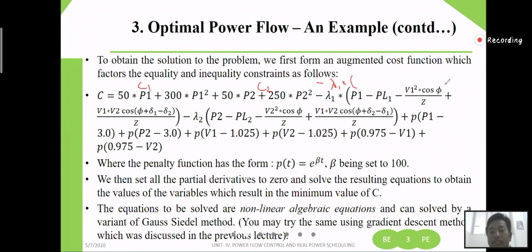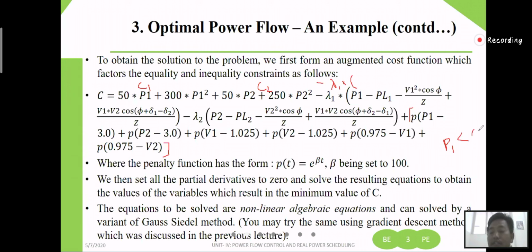What you have to do is write lambda 1 into the equality constraint P1 minus PL1 minus, again, lambda 2, because there are two equality constraints, P2 minus PL2 minus the given equation. Plus, from here till here will be an inequality constraint which is already specified in the problem. So for that inequality constraint, we have to introduce the penalty function, right?